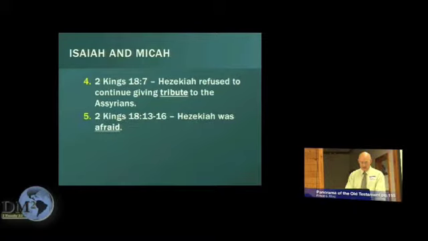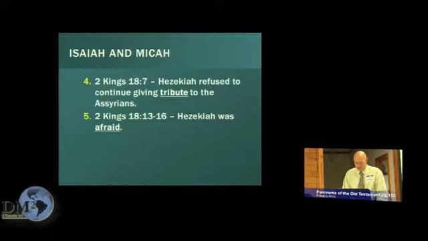Verses 13 through 16. Hezekiah then was afraid. In the 14th year of King Hezekiah, it's about 701 BC, Sennacherib, king of Assyria, came up against all the fortified cities of Judah and seized them. And Hezekiah, king of Judah, sent to the king of Assyria at Lachish, saying, I have done wrong. Withdraw from me. Whatever you impose on me, I will bear. So here he's crawfishing back now in regards to what he had done before.